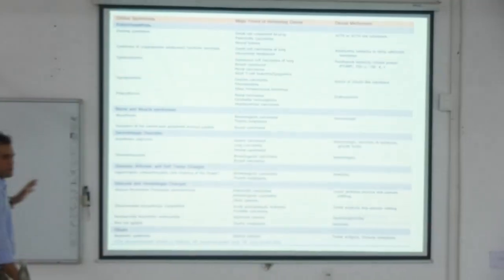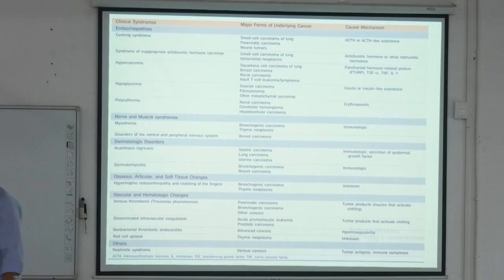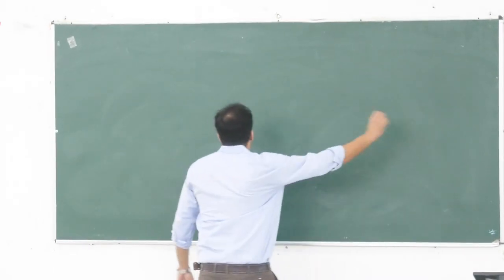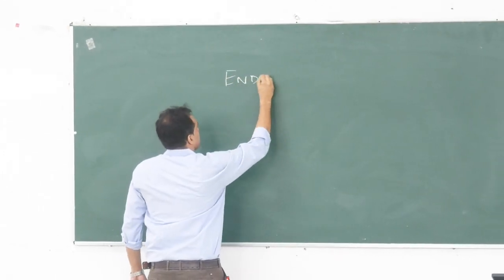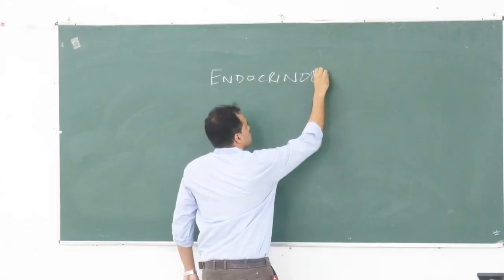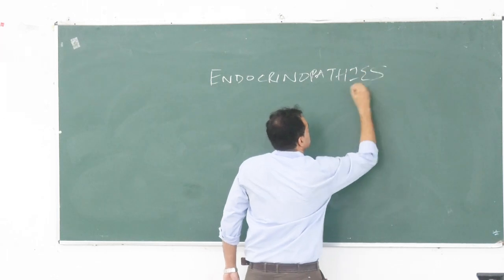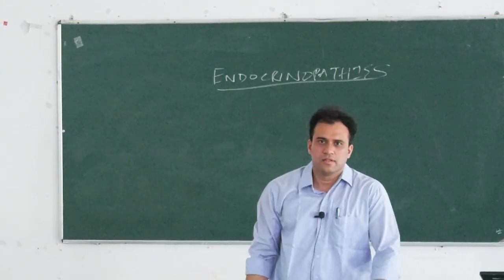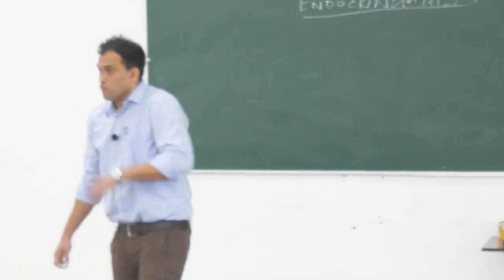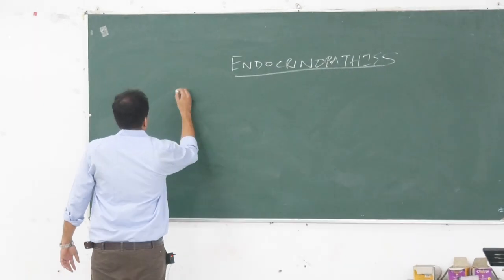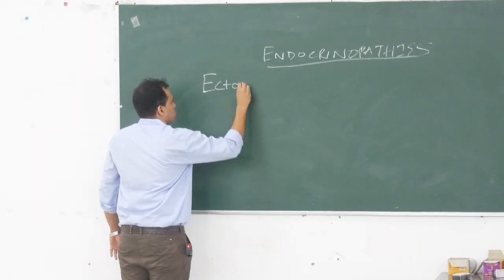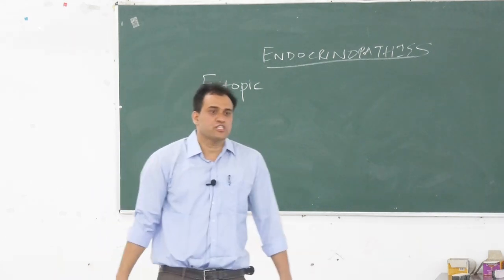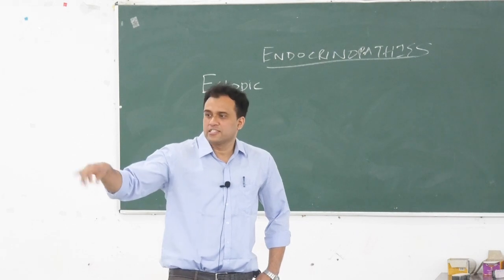Now this is the thing that you must remember. Endocrinopathies are the first and foremost thing. We call it ectopic. Means what? What is ectopic pregnancy? Tubal pregnancy.